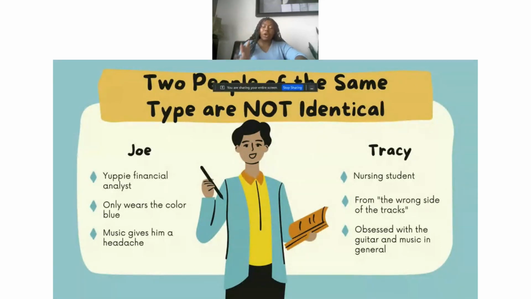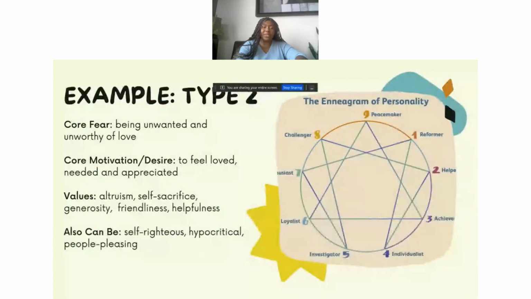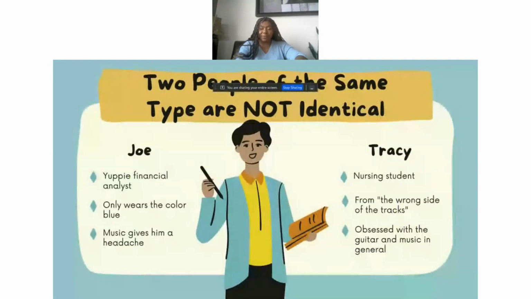So all type 2s are driven by the same thing, which is their fear of being unwanted and unworthy of love, their motivation to feel loved, needed, and appreciated. These are the things driving them, even though they may act differently. Because obviously a person's personality is also informed by their background, by their parents, by the people they grew up around, and a whole bunch of other things. So if you make 2 characters the same Enneagram type, you don't have to be afraid that they're going to be clones of each other. That's not really the way it works.